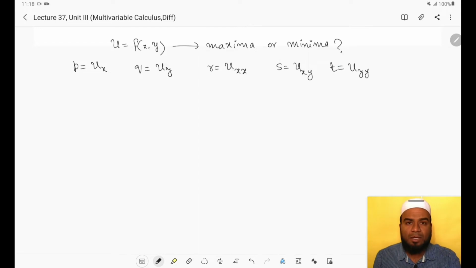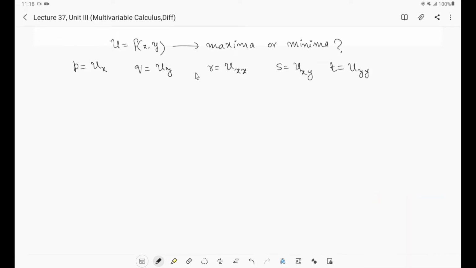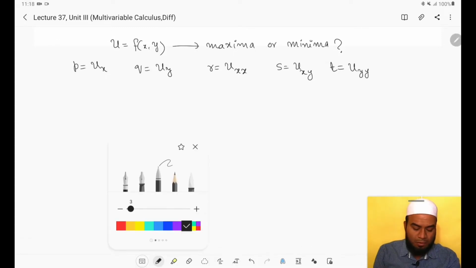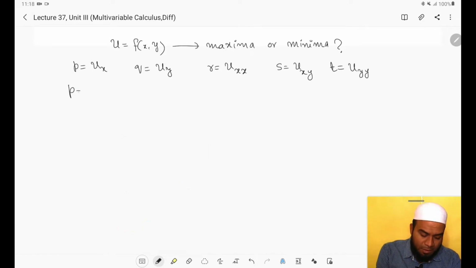So after getting this, what we do, because stationary points are nothing but the points at which the slope of tangent will be 0. Slope of tangent drawn to the graph of the function f of x comma y will be 0. So for finding the stationary points, we need to make the slope to be 0. That is, with respect to x, the slope will be given by ux, and with respect to y, the slope will be given by uy, right? So what we do is we equate p equals to 0 and q equals to 0. We equate p and q to 0.